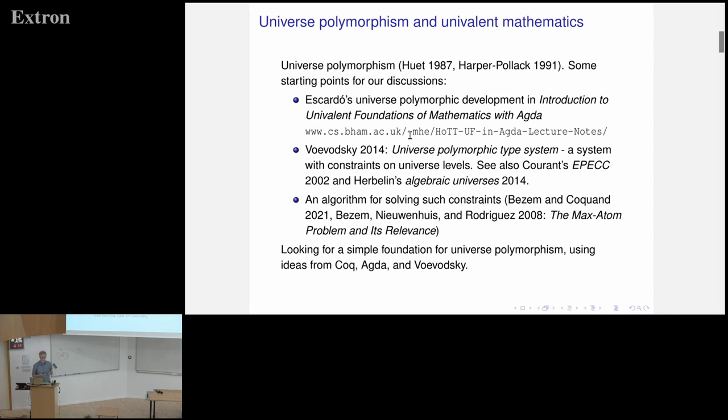But basically what we are looking for is a simple yet powerful foundation for universe polymorphism, something which kind of feels theoretically well-rounded. What we are saying is not sort of particularly novel, I will have to say. We are really kind of just taking in the state of the art from Coq, Agda, and Voevodsky's ideas and trying to kind of make a suggestion which you can give me feedback on at the end of the talk.